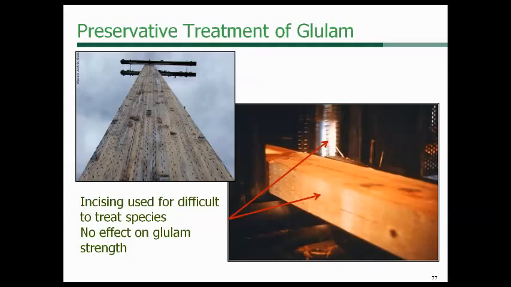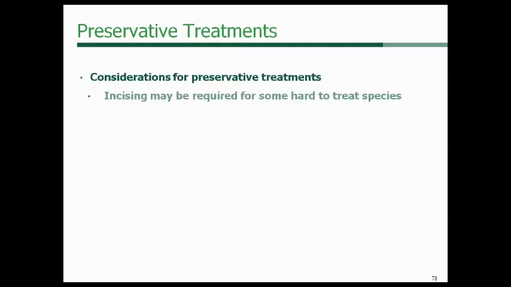With Glulam, we don't have to take that incising into account because it's already taken into account in the manufacturing process. So any strength reductions to the overall member are accounted for, and you don't have to take any additional reductions due to incising based on the stress class that your beam is labeled with.